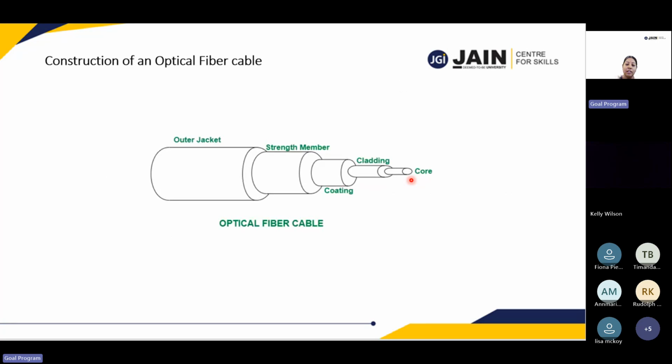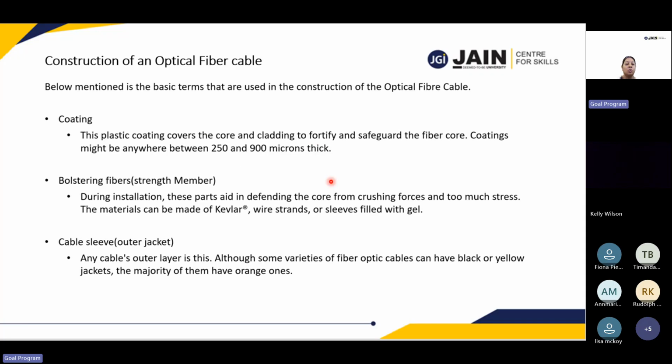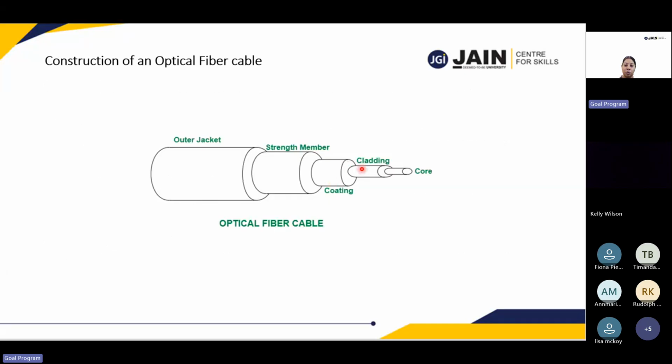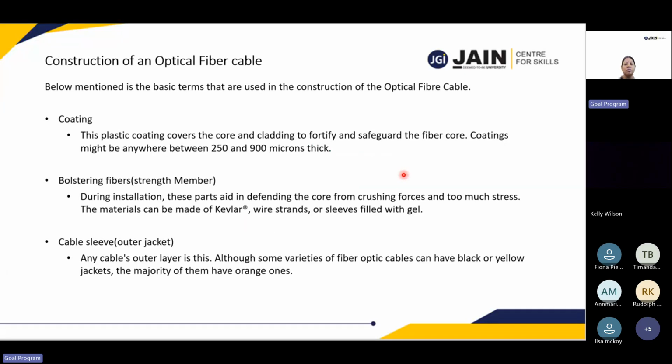Then we have the coating. After cladding, we have the coating over here. Now, coating is a plastic coating that covers the core. Again, we have one more type of coating on this fiber core. After the cladding is a plastic coating. It covers the core and the cladding together. You can see it is covering both the cladding and the core. Coatings might be anywhere between 250 microns and 900 microns thick. Okay, it's called coating.